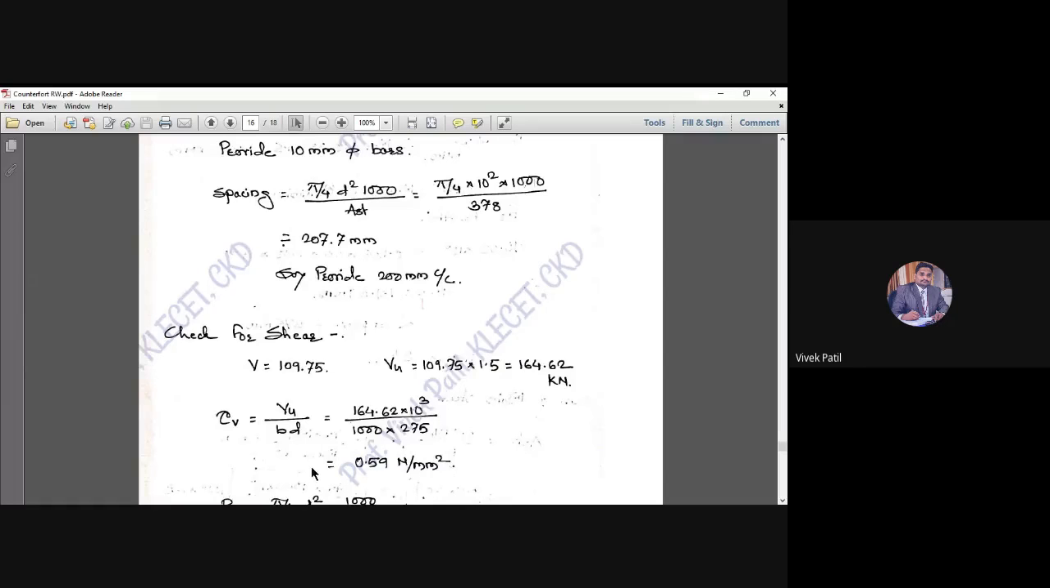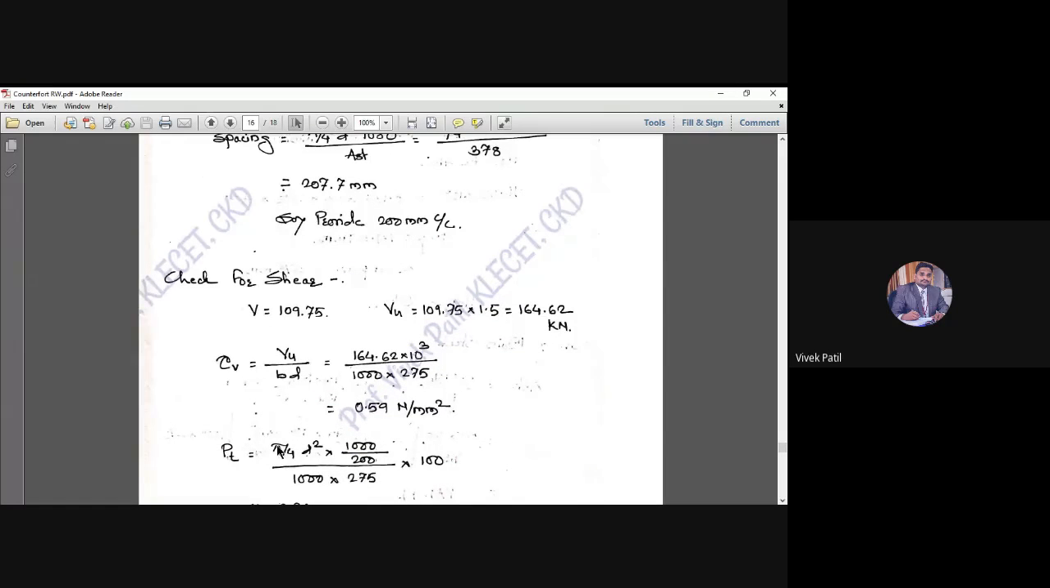Then let us calculate the percentage of steel provided. So pi by 4 into D square, main steel, 16 mm 5 bars we have provided, into 1000 divided by spacing 200, into 100 divided by 1000 into 275. So the percentage of steel provided is 0.365. So it is 0.36. Okay.